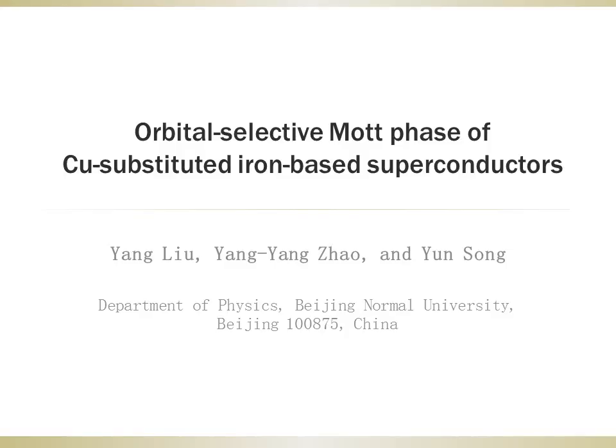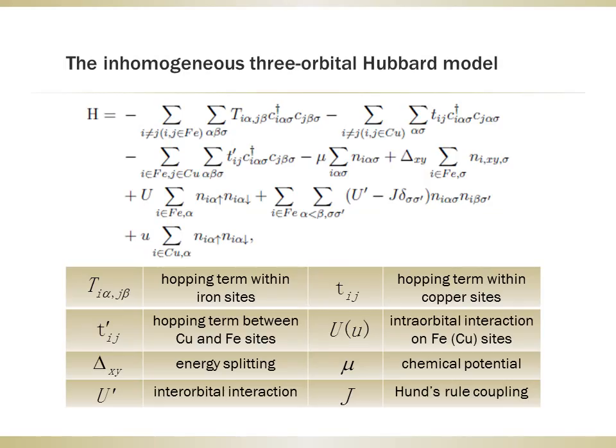In this video, I would like to introduce my latest work entitled Orbital-selective Mott phase of copper-substituted iron-based superconductors on an inhomogeneous three-orbital Hubbard model, which involves the degenerate XZ and YZ orbital and the XY orbital. The hopping terms were determined by the first principle calculation of the undoped iron-based compound, and the parameters of the intraorbital and interorbital interactions have been obtained by the best fitting of the Fermi surface with the experimental results of iron pnictide.